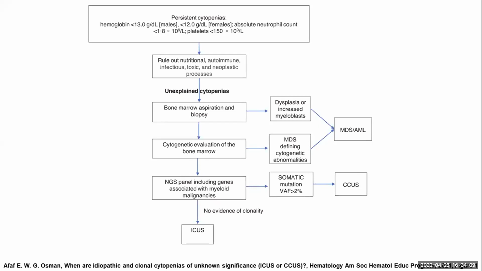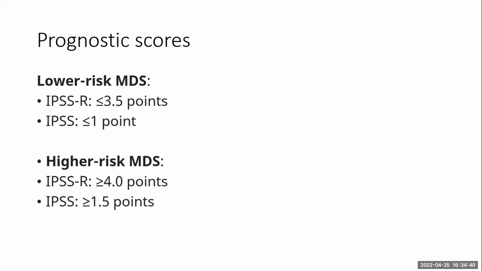Usually in myeloid malignancies, MDS or acute myeloid leukemia, NGS is performed in those centers that have access to it, looking at genes that may be associated with myeloid malignancies. However, if there is no evidence of clonality, this will be defined as ICUS. If there is somatic mutation, but the variant allelic frequency is more than 2%, this could be defined as CCUS. And then moving on to the prognostic scores in MDS.